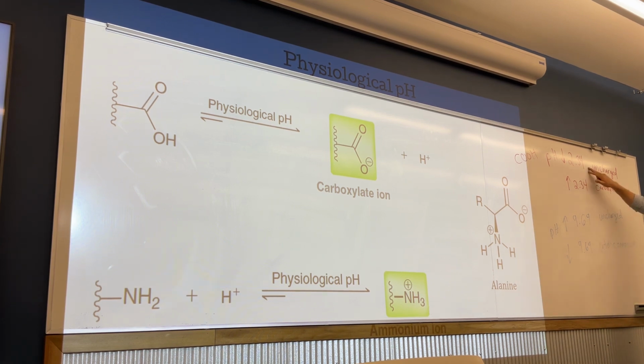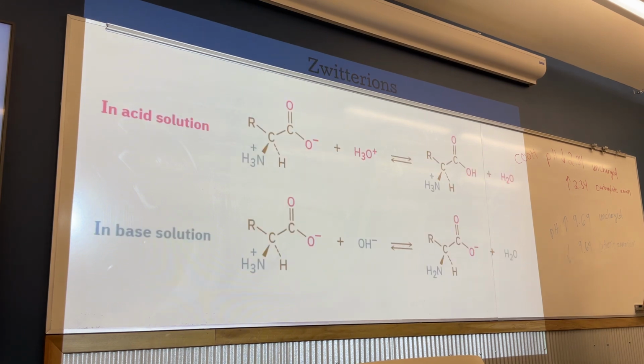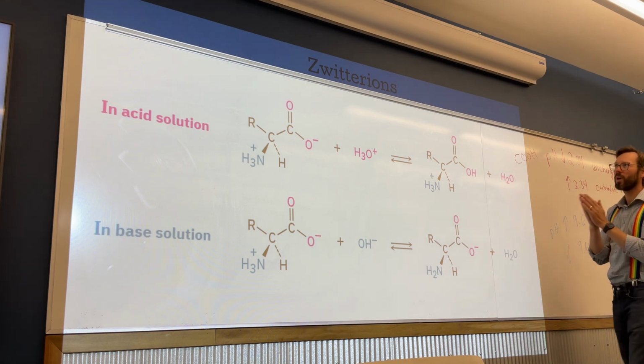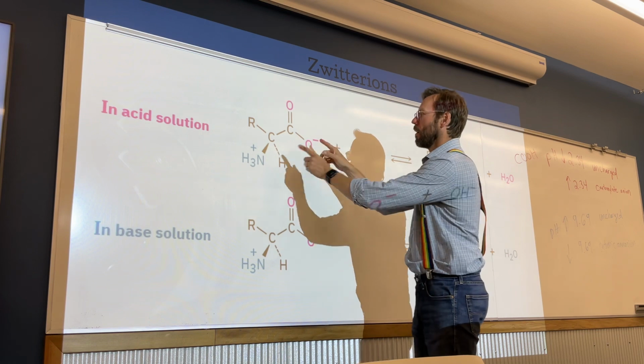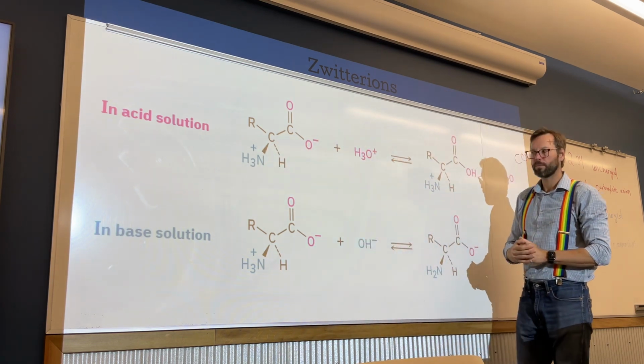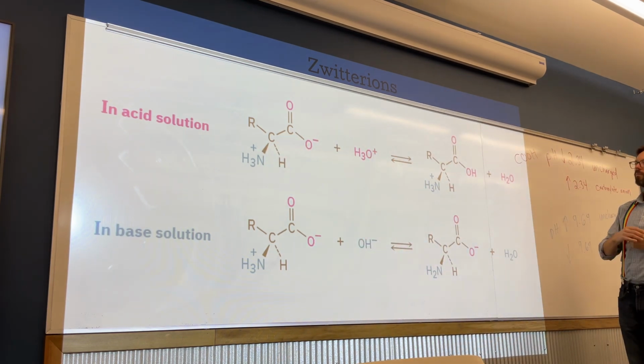So, less than 2.34, no ion. Greater than 9.69, no ion. Alright? And so that's where we get these Zwitter ions. A Zwitter ion means that it has positive and negative charge. Okay?